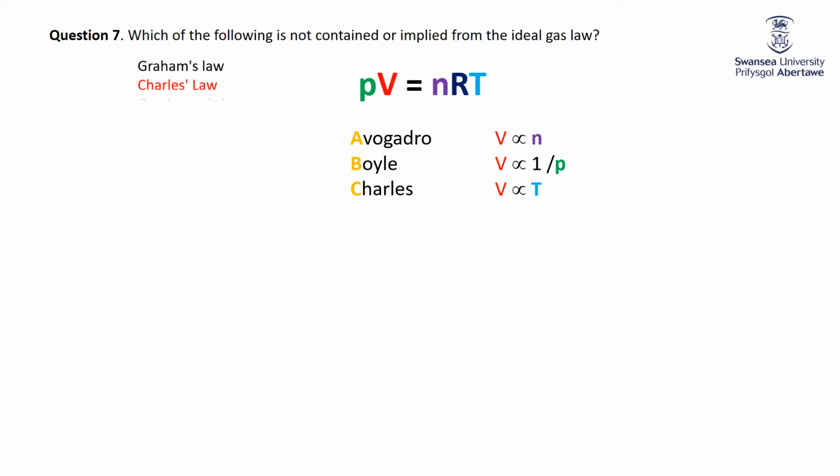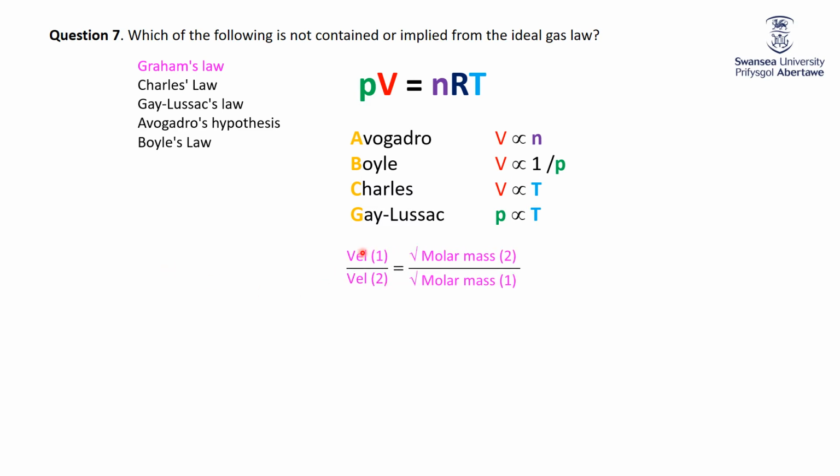Skipping now a couple of letters, we get to G for Gay-Lussac. Gay-Lussac, pressure and temperature proportional. There's pressure, there's temperature, assuming volume and moles are constant. So the A, B, C, G are all in the gas law. So what's Graham's law? Well, Graham's law that you might touch on in chemistry, you certainly touch on in physics, relates to the velocity of gas and the molar mass. Essentially, the velocity of a given gas at a given temperature is proportional to 1 over the square root of its molar mass.